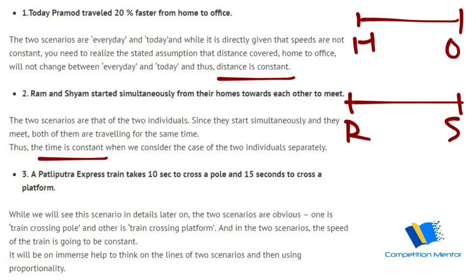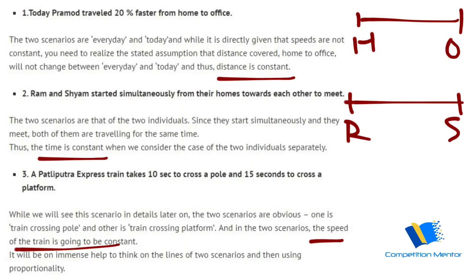Now let's consider the third question. A Patliputra Express train takes 10 seconds to cross a pole and 15 seconds to cross a platform. Now, if you are watching this video from our post section, maybe we'll not discuss so much of trains here. We have discussed them earlier in our separate post, but still let's discuss while seeing this scenario. One thing is obvious: one is the train crossing the pole and the other is the train crossing a platform. Here the speed of the train is going to be constant in both cases, and it will be of immense help to think along the lines of these two scenarios.